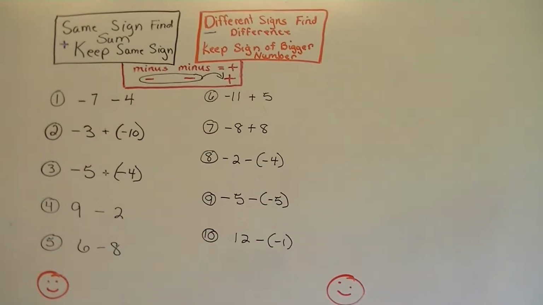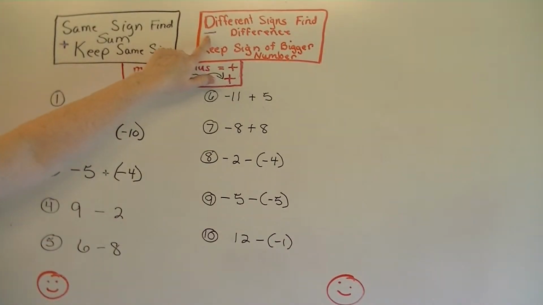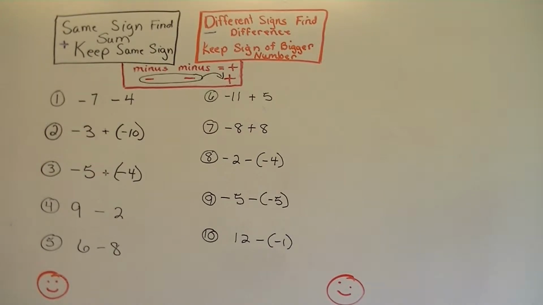This can be a really difficult concept to master at first. It just takes a little bit of practice. Let's look at these rules that are helpful. The first one is if you see numbers and they're the same sign, then you're going to find the sum. You're going to add them and then keep the same sign. The second rule is if there's different signs, you're going to find the difference, which is subtraction, and keep the sign of the bigger number.